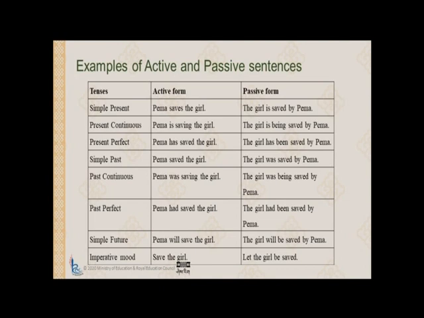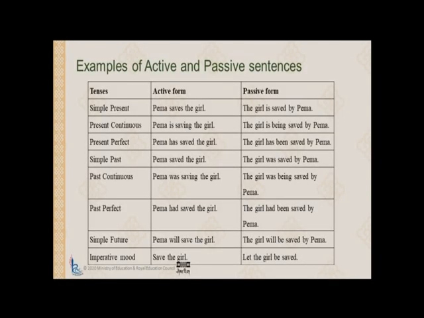And lastly, the imperative mood. The imperative mood means when we give instructions, when we request, or sometimes when we command: save the girl. We are not interested in who is going to save the girl, but you are giving some sort of request: save the girl, let the girl be saved. So, this is an example of an imperative mood in active and passive form.